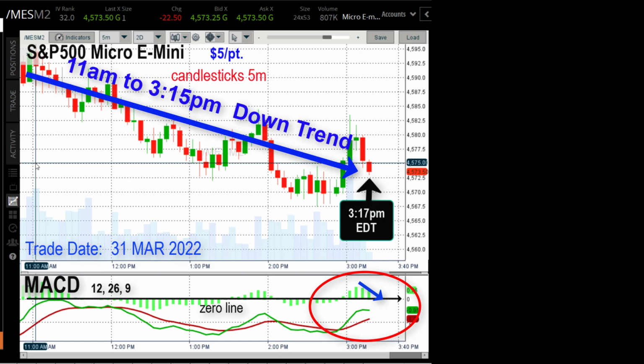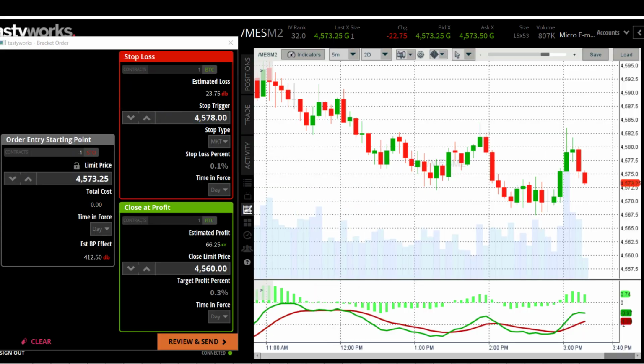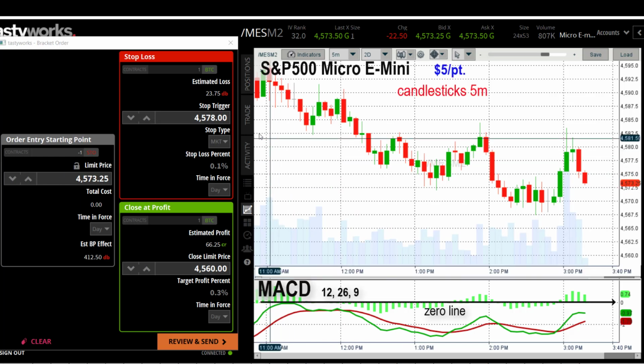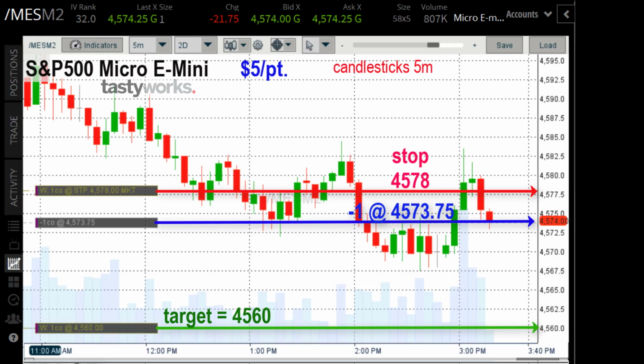Now I'm going to switch over to the live screen. I use the bracket order entry method here because I handle everything all at once. I review my figures and send it off, and my trade is filled immediately. And I mean immediately. It's usually just 10 milliseconds or even less sometimes. Anyway, you can see I've shorted one contract at 45.73 3/4, and I placed my stop up at 45.78.